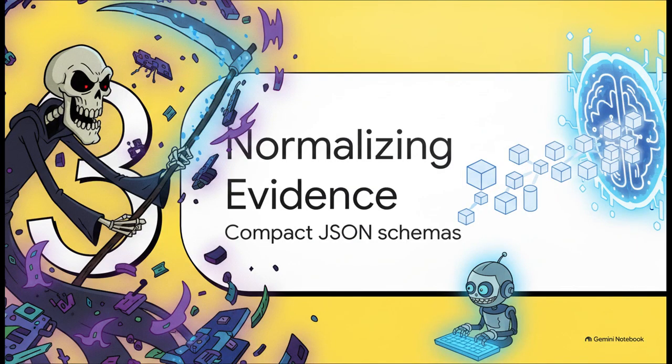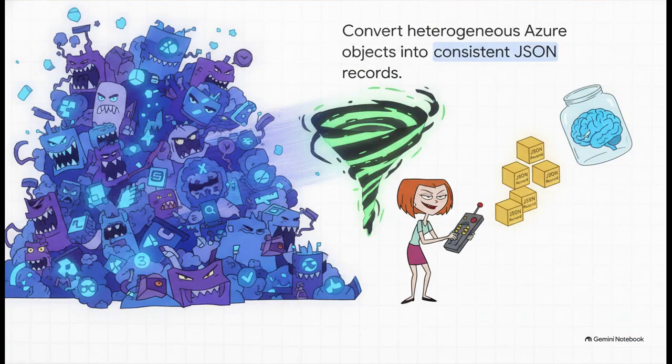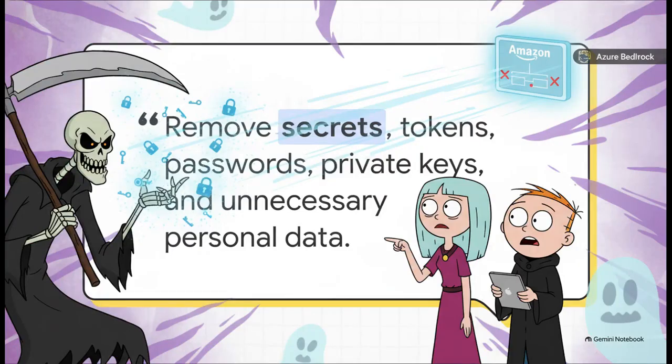Moving on to Section 3, normalizing the evidence bundle. Now, we absolutely do not just dump a massive, raw Azure subscription file right into the AI's lap. That's just a recipe for confusion and hallucination. Instead, we transform these heterogeneous, chaotic Azure objects into a consistent, compact, security-oriented JSON schema. Basically, we condense the reality of the network into a neat, standardized package, an evidence bundle that the AI can easily digest and understand.